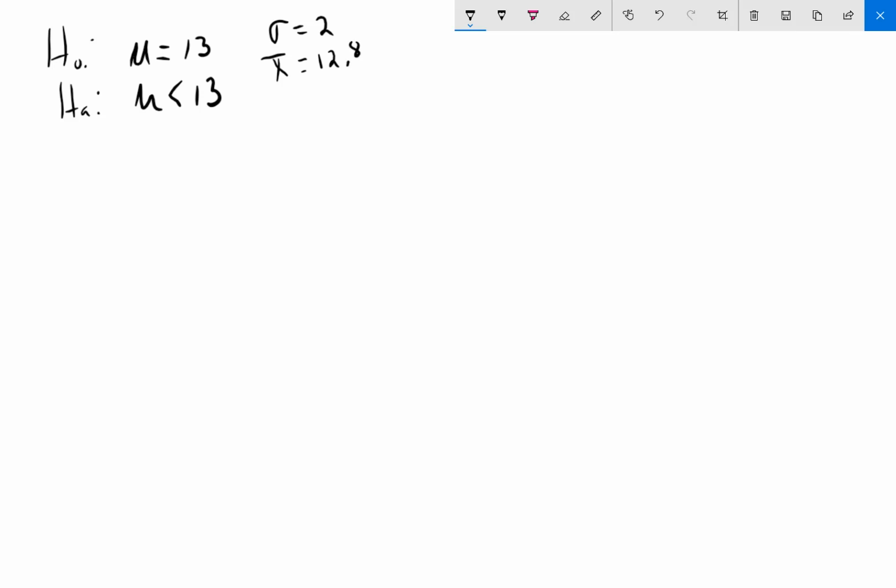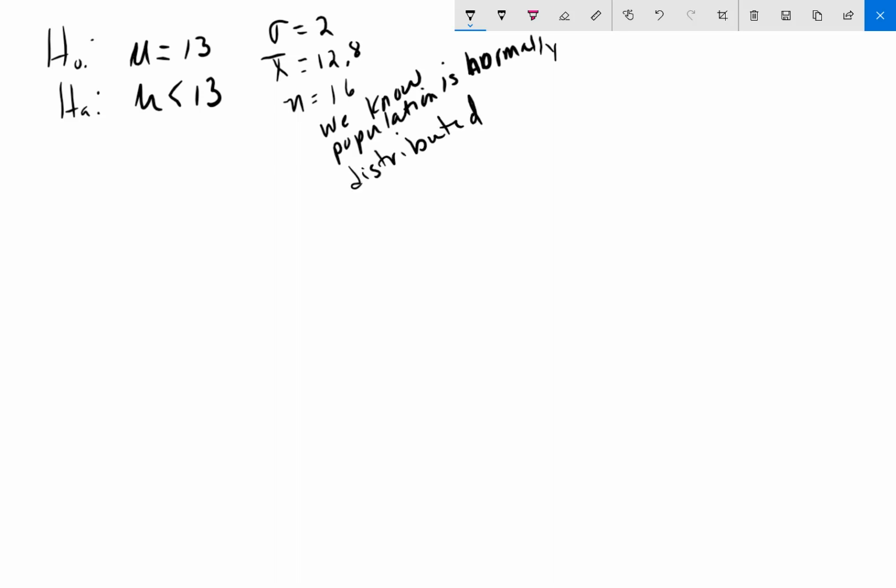Let's say the sigma is 2, and our sample mean was 12.8. And our sample size was, let's say, I don't know, 16. And we know the population was normal. That means I can clearly know exactly what our null hypothesis looks like.